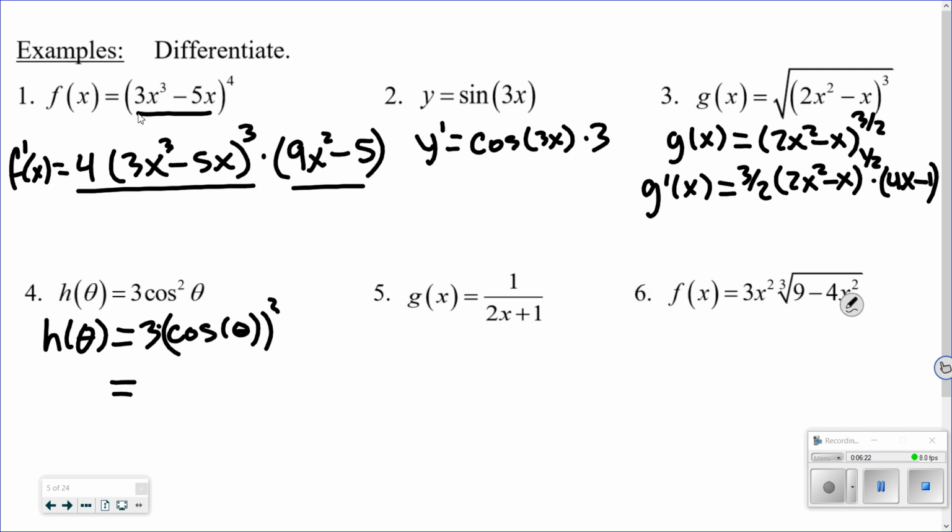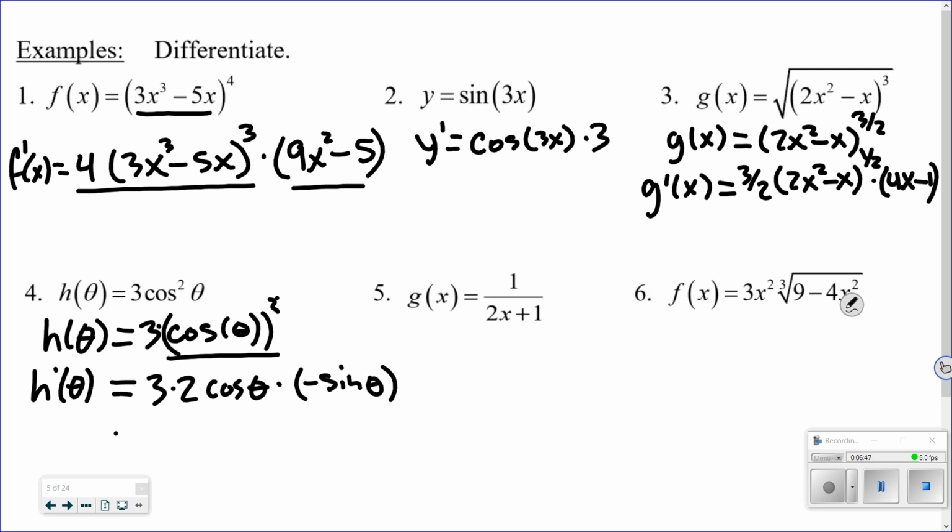It's just going to stay the same. So h prime of theta is going to equal 3 times. Now take the derivative of this. So the outside would be the square. The inside would be the cosine of theta. So the 2 is going to drop down, 2 cosine of theta to the first power. I got to subtract 1 from that power, times the derivative of the inside, which derivative of the cosine is negative sine of theta.